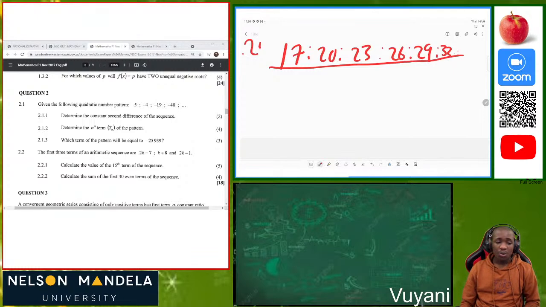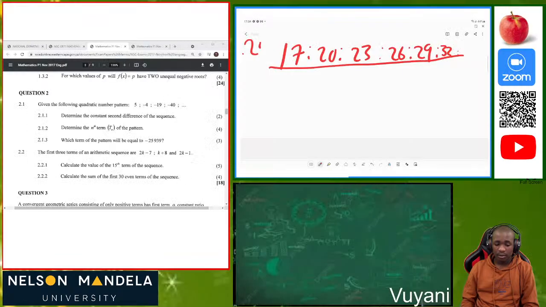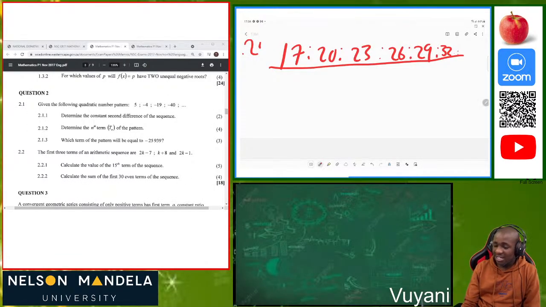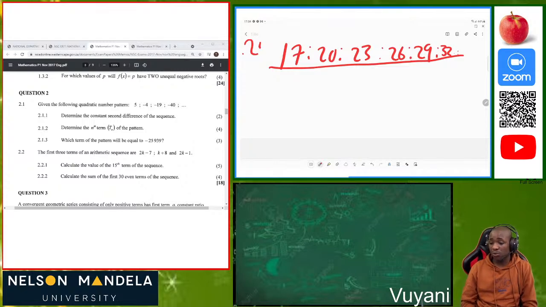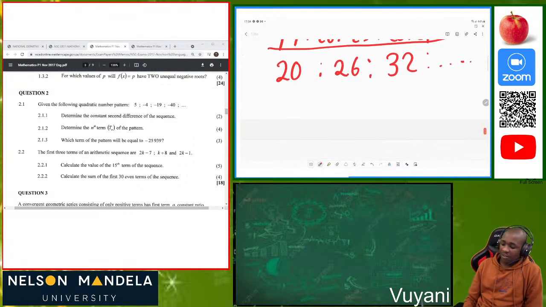Now the question is saying to us, calculate the sum of the first even terms of the sequence. In this case, our even terms are numbers which are divisible by 2. So the even terms will be 20, that will be the first term. The second term will be 26. The third term will be 32, etc. These are the even terms of the sequence.